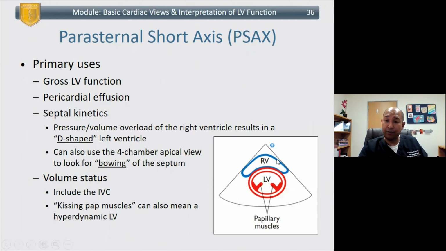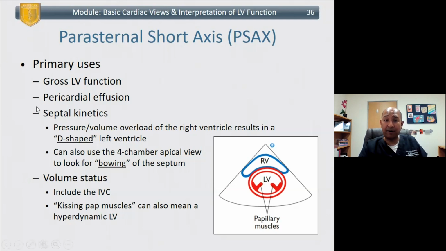So here's a cartoon view of the right ventricle. And if you're volume overloaded, what's going to happen is that this blue line is going to flatten. And when it flattens, it's going to give the left ventricle a D shape. So you could see a D-shaped left ventricle to say, hey, you could be volume overloaded on the right side of the heart. You could also use the four-chamber apical view, which we didn't talk about yet, to look for a bowing of the septum, also looking to see if they're fluid overloaded in the right side of the heart.